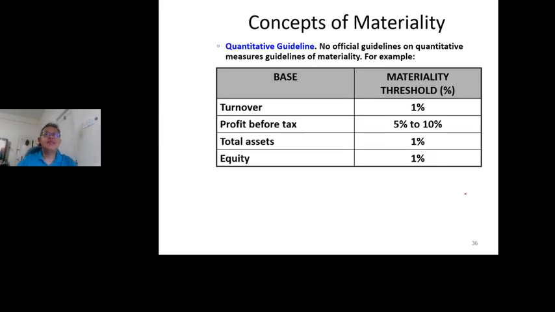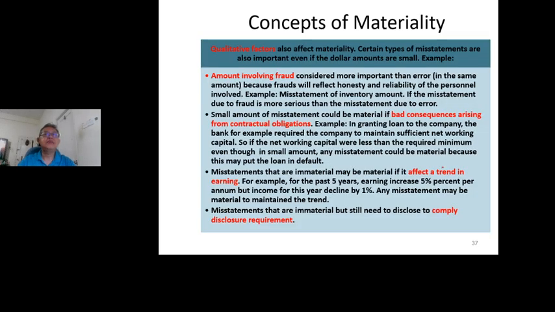Here is just an example of the quantitative guidelines for deciding the materiality threshold. Maybe based on turnover about 1%, profit maybe 10%, total assets 1%, and equity 1%. Again, this depends on the industry, right?